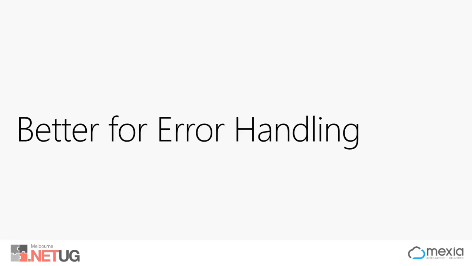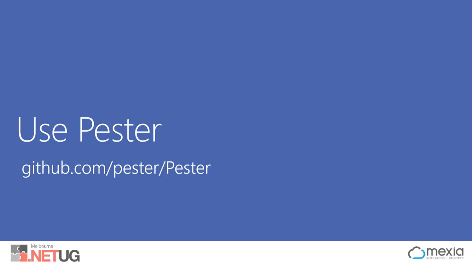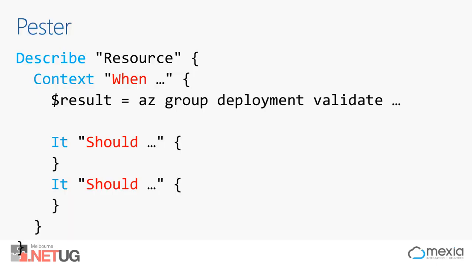So by using this kind of validation result, we can actually test how that ARM template will behave in a certain manner. And also, if we want to test that kind of behavior, I would suggest using Pester. Pester is the PowerShell test framework, and it uses the BDD style of testing script. So this is how the Pester script looks like. Yeah, it's a very typical BDD style.